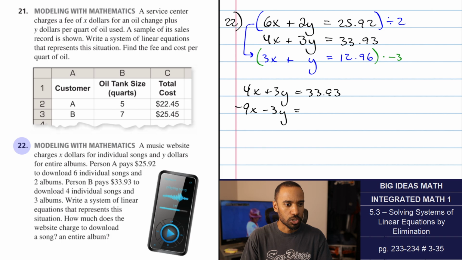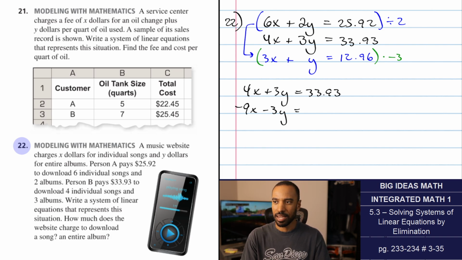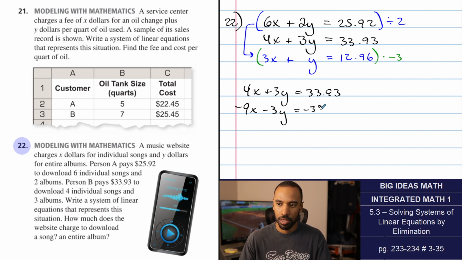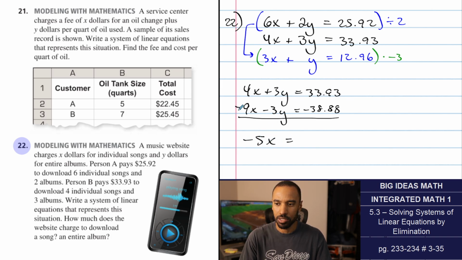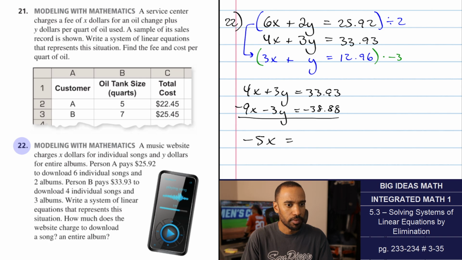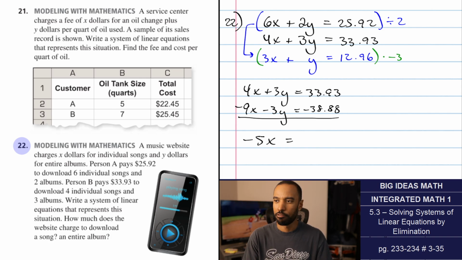My calculator's kind of frozen here. 1296 times 3, I'm getting 3888, but negative 3888. Again, calculator may be used here in a second. But y's eliminate now, and you get -5x equals, let's not mess this up, 3393, 495.